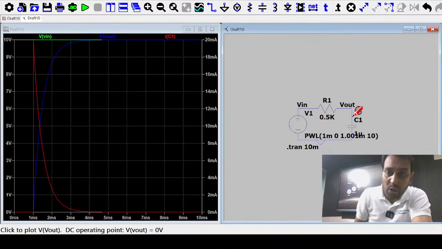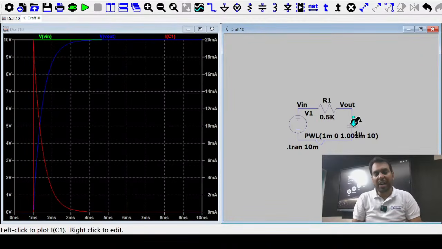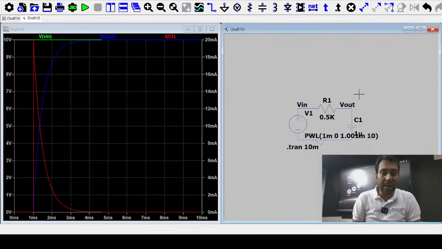Just like delta, 2 delta, 3 delta, 4 delta, 5 delta, and 6 delta, the capacitor voltage increases as the current decreases, because I is equal to 10 minus V out upon R. The input voltage is fixed at 10 volt, but V out increases. As V out increases, the current decreases. At t is equal to 0 the current is maximum, but once the output voltage increases, the current decreases, and you find the minimum current when the capacitor voltage becomes 10 volt. So this is 10 minus 10 upon R, that becomes 0.